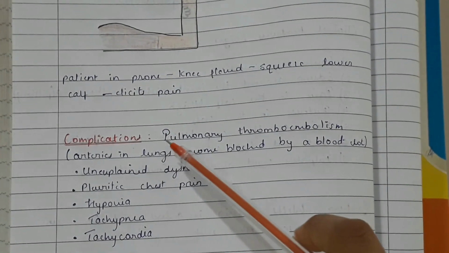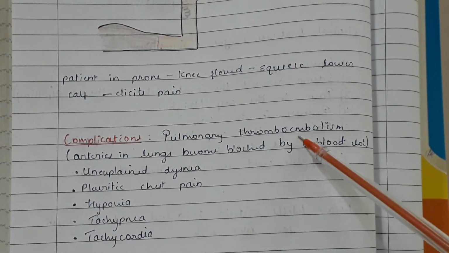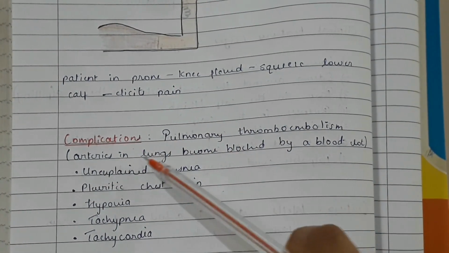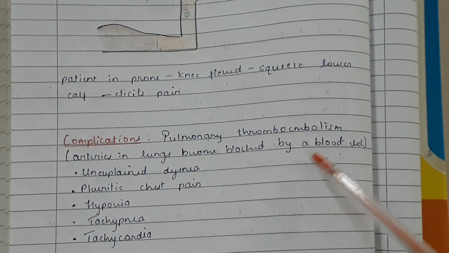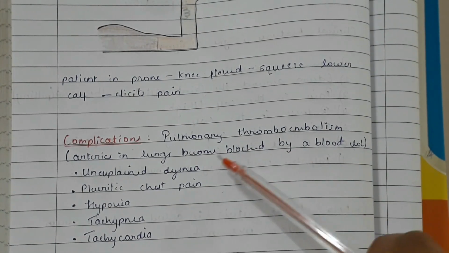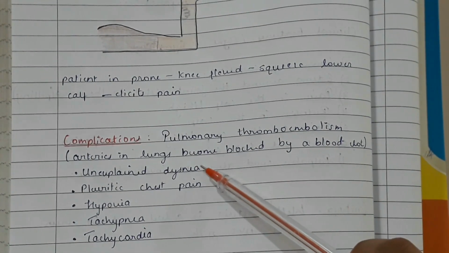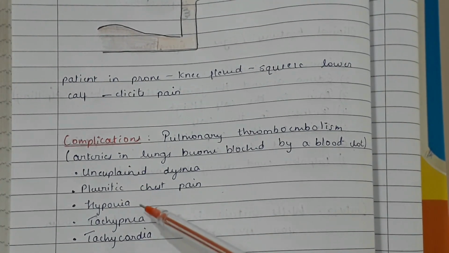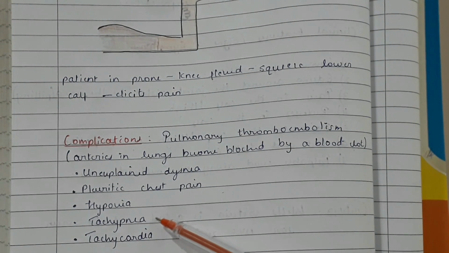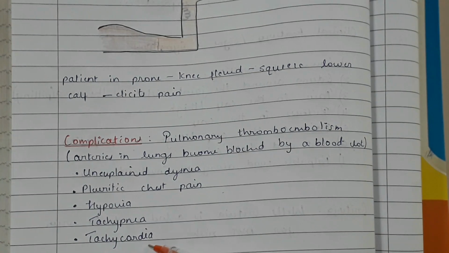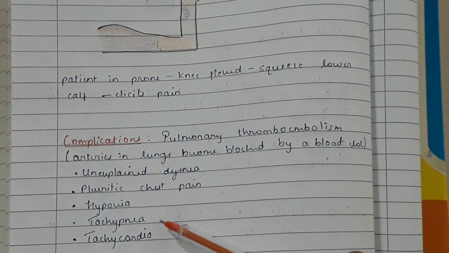Complications of DVT. It results in pulmonary thromboembolism. Pulmonary means lungs. So the arteries in the lungs become blocked by a blood clot. The features which are seen in pulmonary thromboembolism are unexplained dyspnea, which means shortness of breath, pleuritic chest pain, hypoxia, tachypnea, and tachycardia. Tachycardia means increased heart rate, and tachypnea means increase in the respiratory rate.